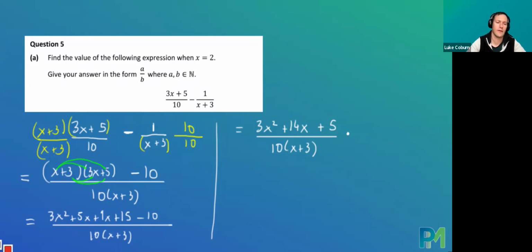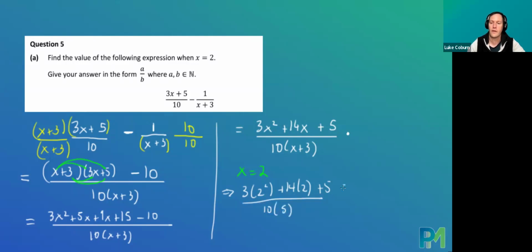Okay, so now I'm going to say, well, x is equal to 2. So let me put it in. I get 3 times 2 squared plus 14 times 2 plus 5, all over 10 times 2 plus 3, which is 5. So this is 12 plus 28 plus 5, which is 45, over 50. And you know what? I can cancel out a 5. I get 9 over 10.